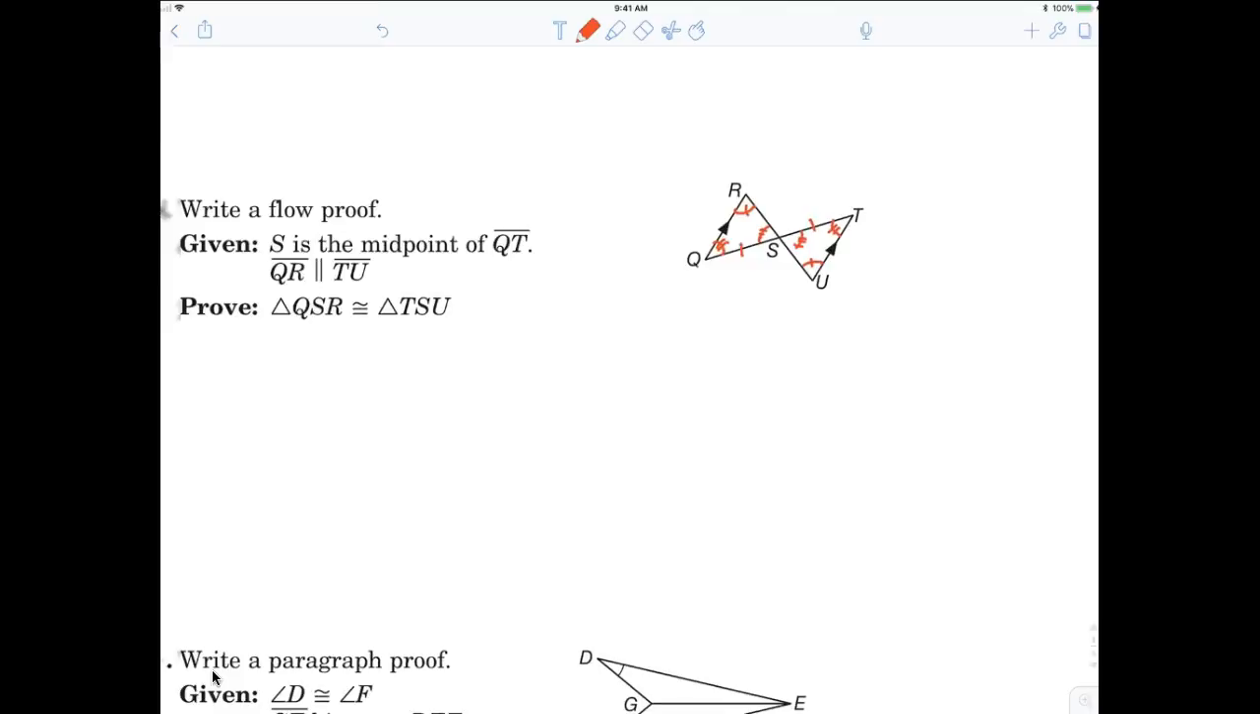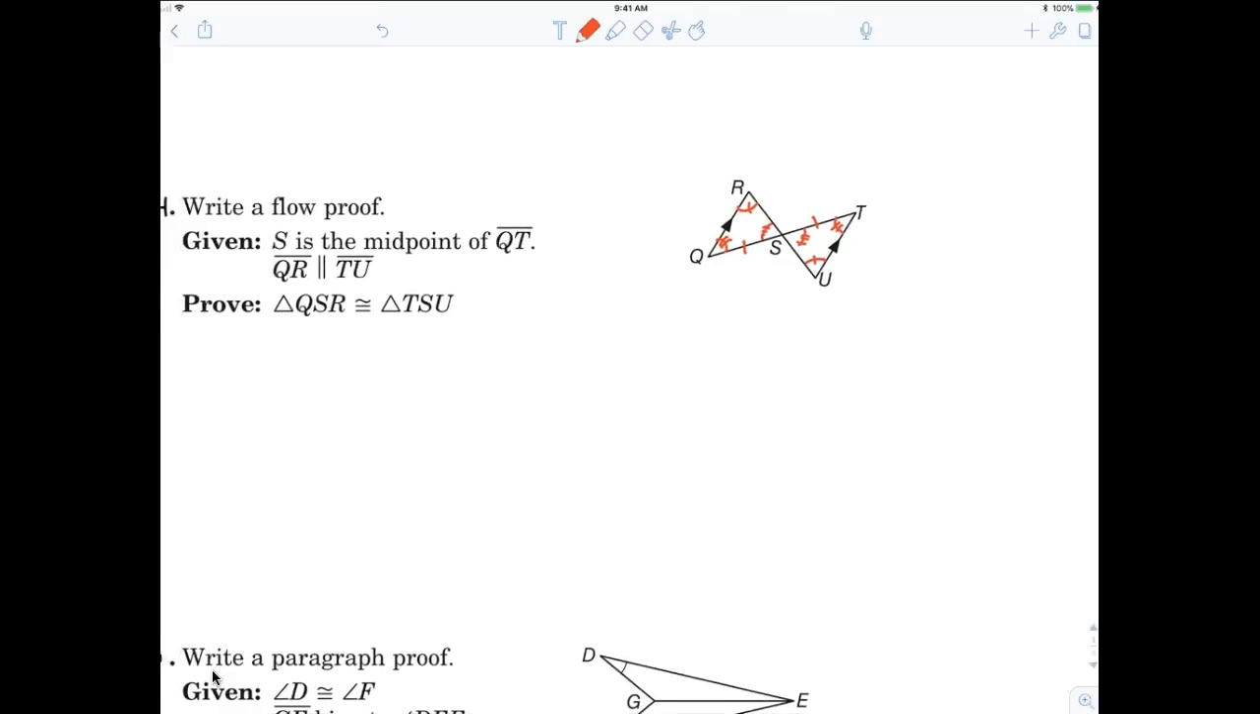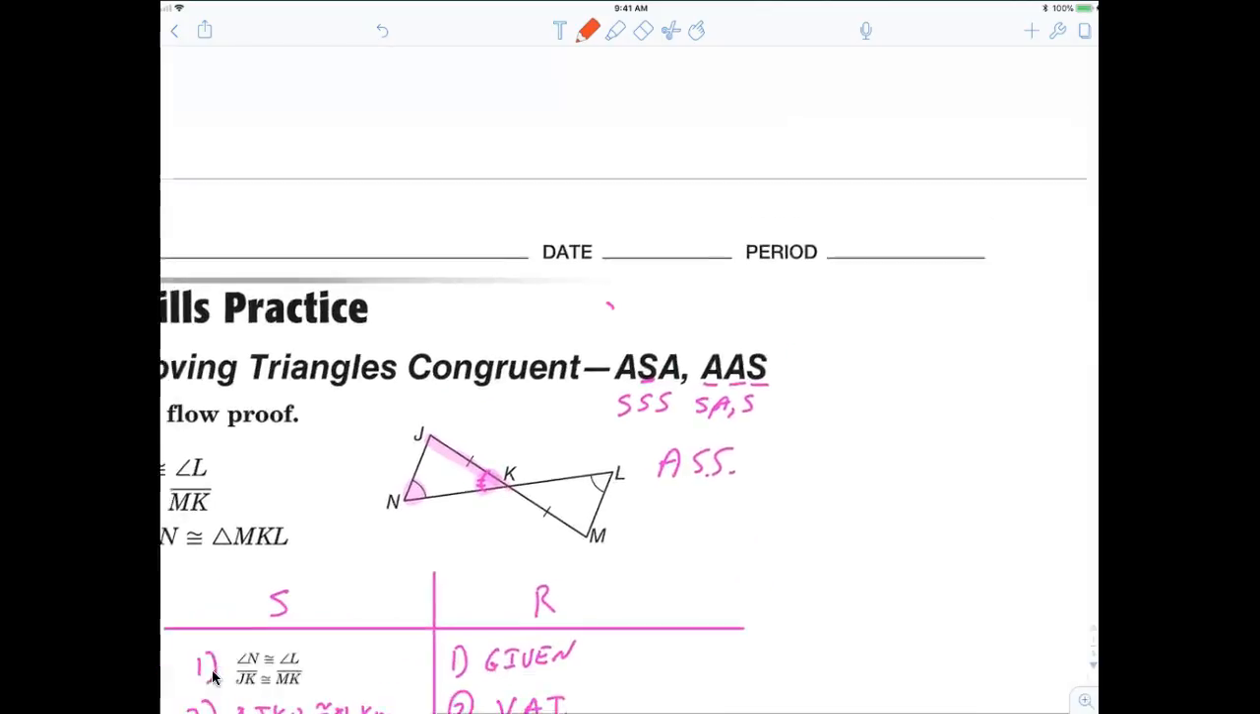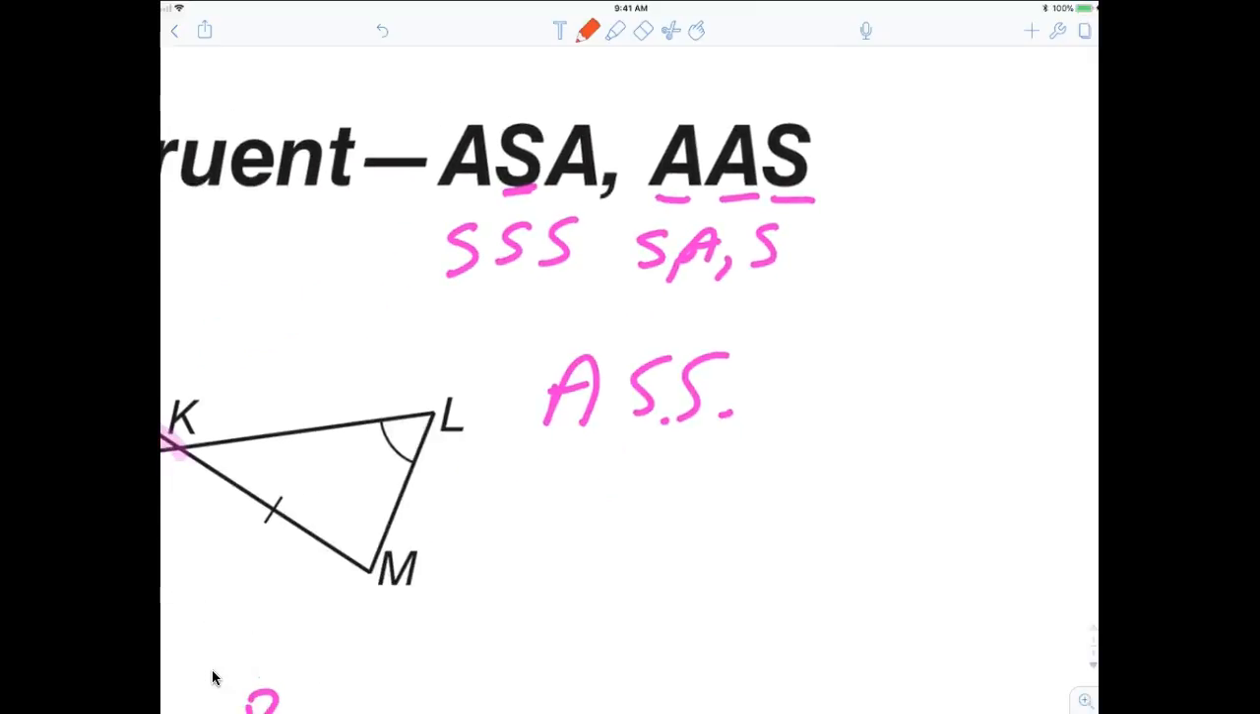Everybody good? Angle, angle, side, right? Well, you could say angle, angle, side if you wanted. Why did you not say angle, angle, angle? Because the lengths of the sides are different. QS equal, exactly. Can you say angle side angle? Okay, for those of you who are still asking me, that's why at the very beginning up here, I put these here for you.